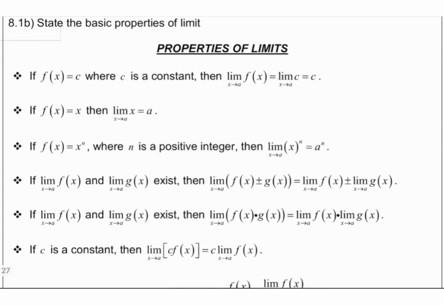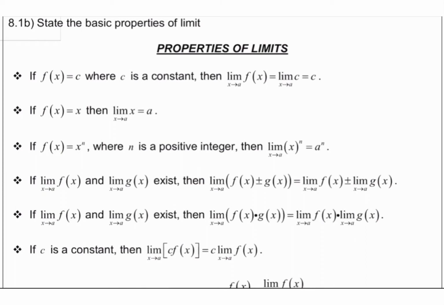Dan kita proceed kepada basic properties of limit. Okay, so kita ada banyak properties of limit dan kita akan guna these properties of limit untuk this whole chapter. So the first limit adalah sekiranya f(x) saya adalah constant. Okay, f(x) equals to c di mana c adalah constant. So limit f(x) as x approach to a akan sama je dengan constant itu balik semula. Okay, so this is one of the properties.